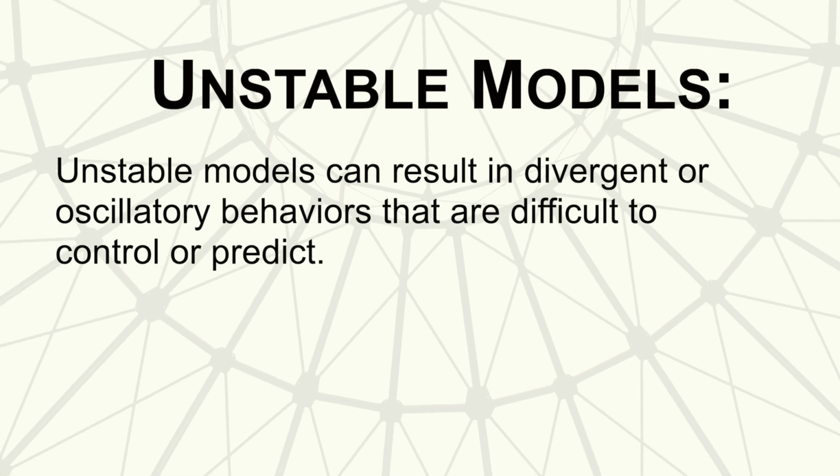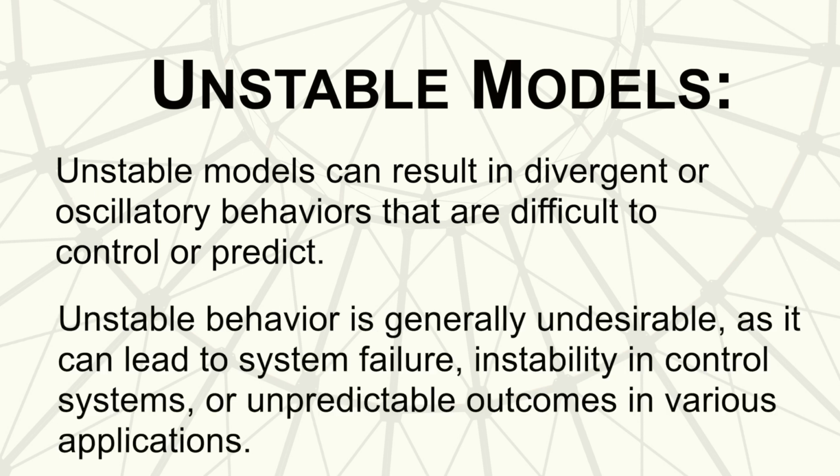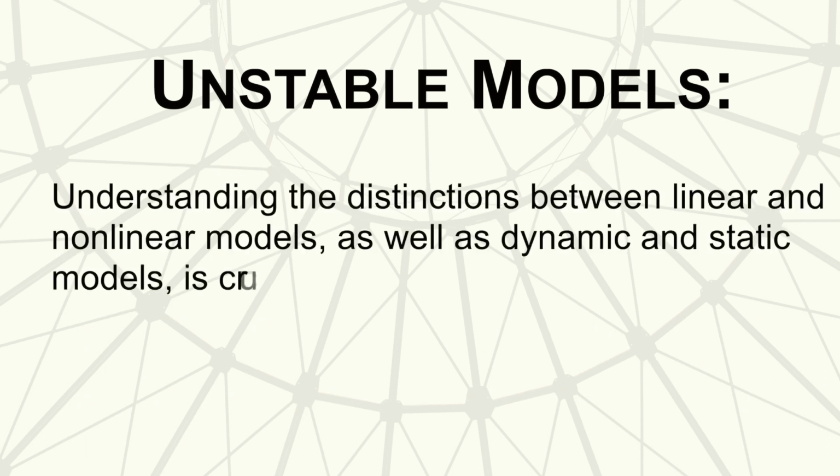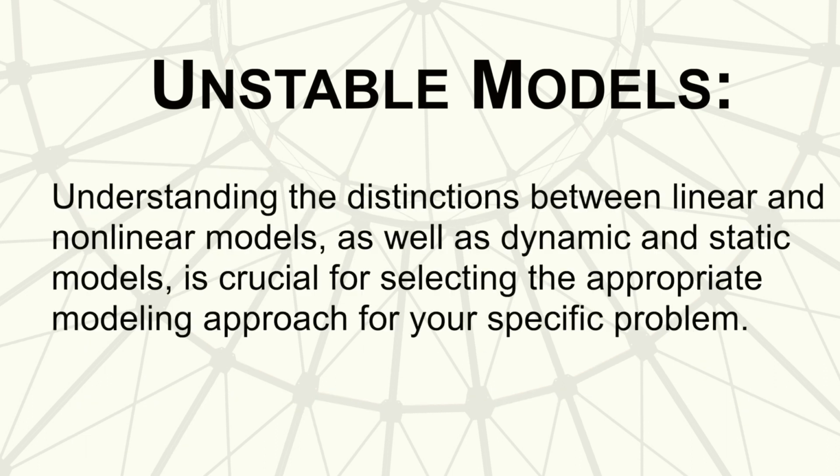The unstable model can result in divergent or oscillatory behaviors that are difficult to control or predict. Unstable behavior is generally undesirable and it can lead to even system failure, instability in control systems or unpredictable outcomes in various applications. Understanding the distinctions between linear, nonlinear, dynamic, static as well as stable or unstable is very crucial for selecting which type of model has to be used for any specific problem.